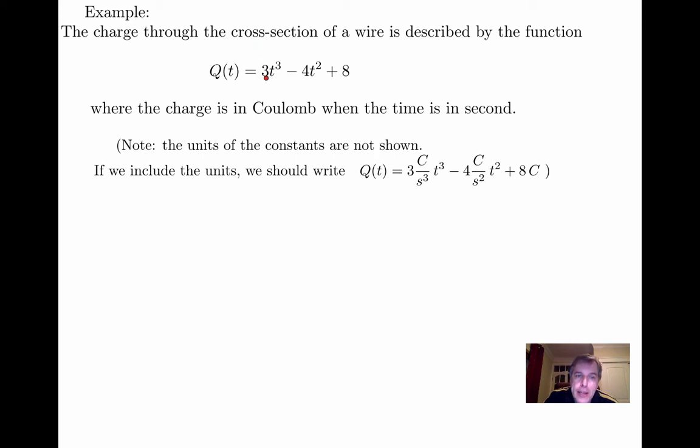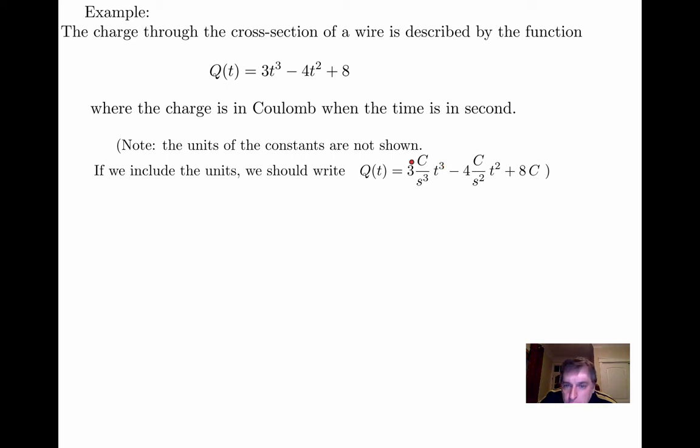When you see the 3 here, the 3 really has some units. The 4 has some units, and the 8 has some units, but we don't show them. So if you write the equation with all the units shown, here is the correct, full equation. The units of the 3 must be such that when you plug a t in second in the t cube, you get Coulomb.